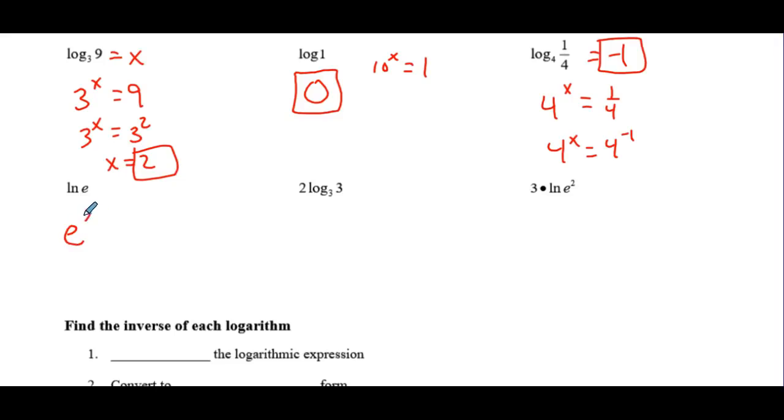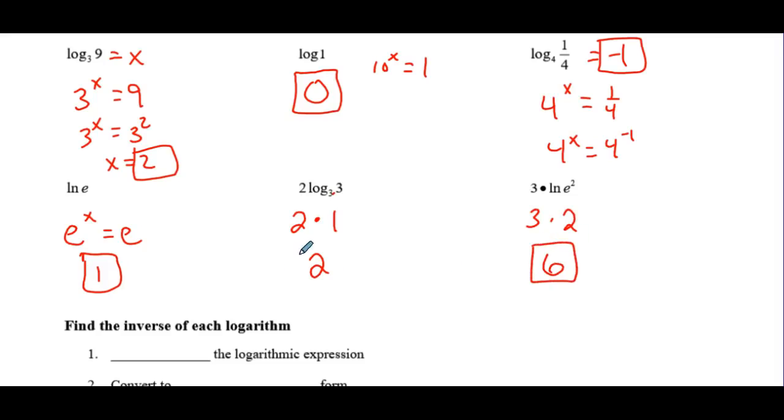So again, e to the what equals e? Well, 1. Log base e of e is 1. So log base 3 of 3, this is 2 times log base 3 of 3. Remember, the base and the log are the same. It's 1. So 2 times 1 is 2. This is 3 times ln of e squared. So this is 2 times 3, which is 6.